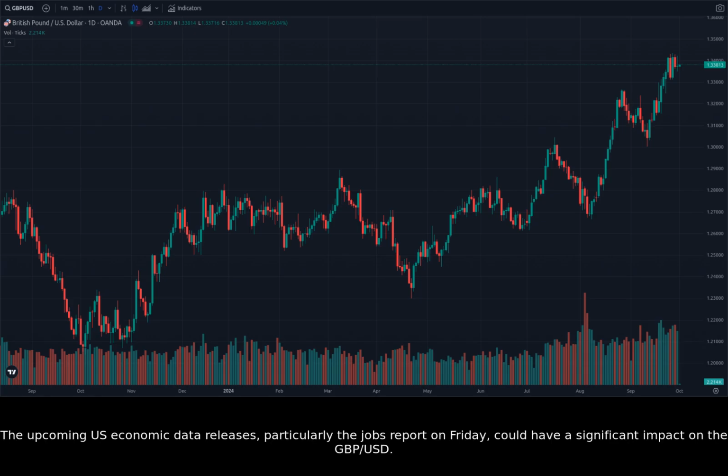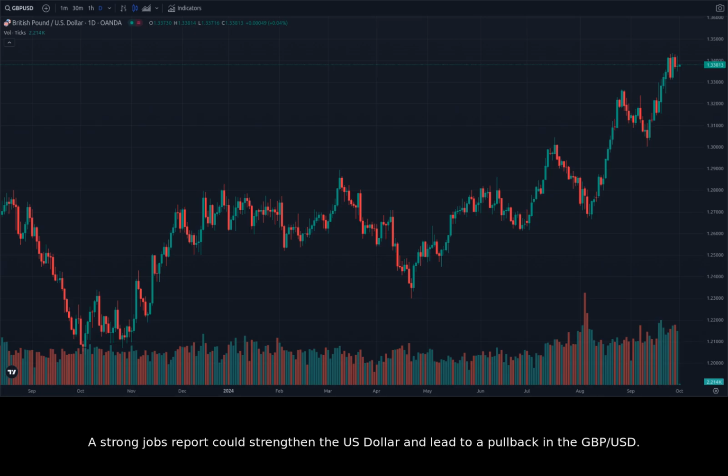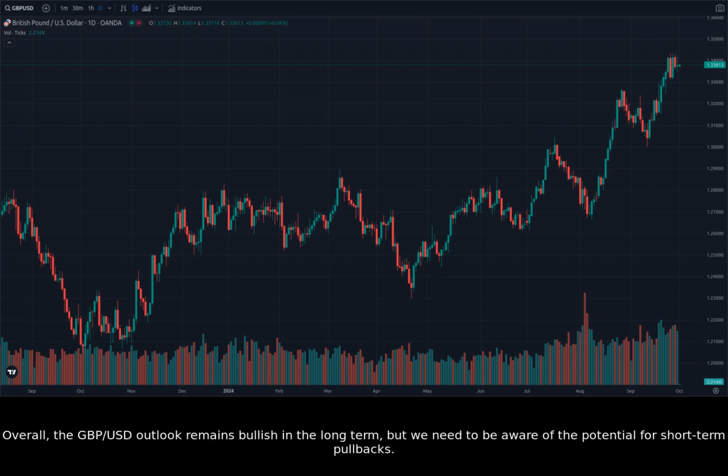The upcoming U.S. economic data releases, particularly the jobs report on Friday, could have a significant impact on the pound sterling to US dollar. A strong jobs report could strengthen the US dollar and lead to a pullback in the pound sterling to US dollar. A weak jobs report could weaken the US dollar and support the pound sterling to US dollar. Overall, the pound sterling to US dollar outlook remains bullish in the long term, but we need to be aware of the potential for short-term pullbacks.